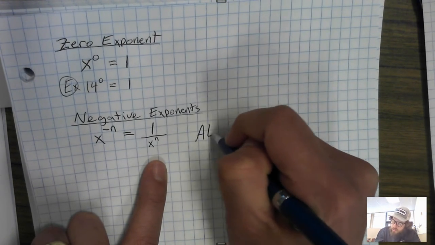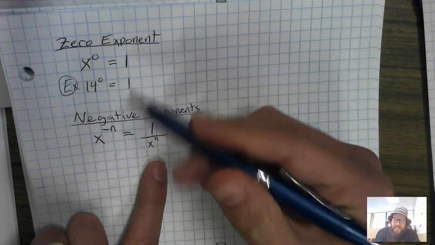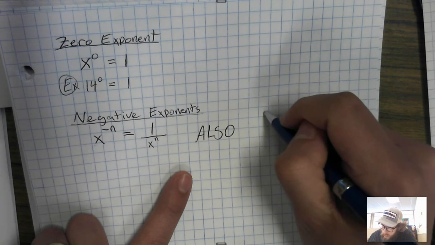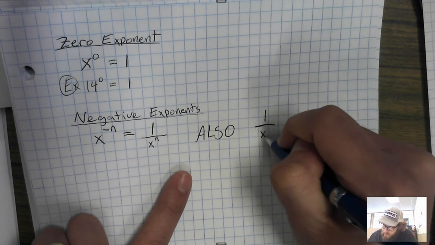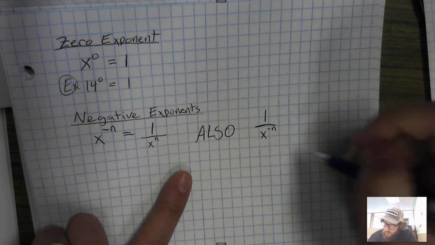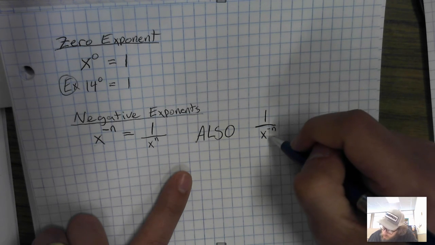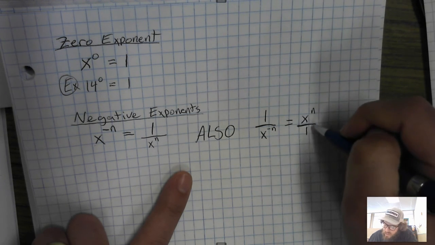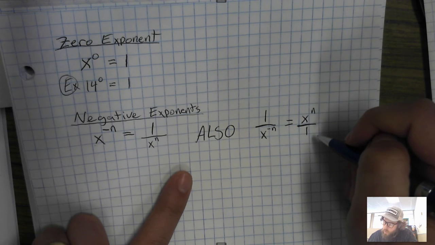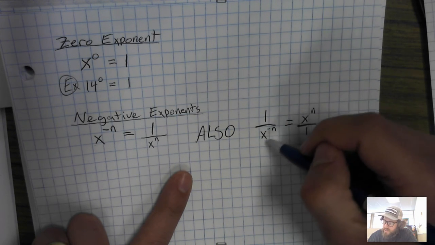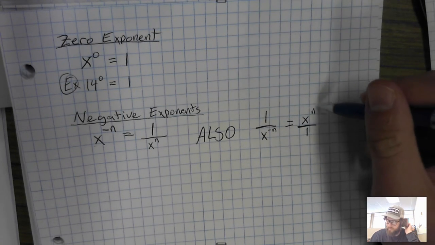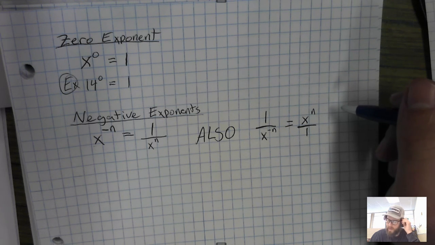Also, like I said, it sends it to the other side of a fraction, not just from top to bottom. If you have 1 over x to the negative n, what's going to happen is this wants to go up. So that equals x to the n. And you could put it over 1. Obviously, that doesn't matter, right? Anything could be put over 1. However, it makes it easy to see that this goes up and that goes down. It makes it easier to see that that is in the top of a fraction.